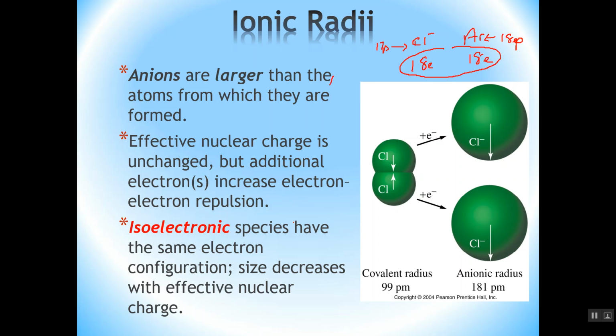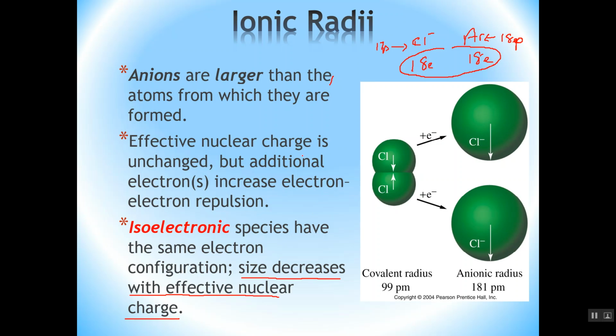That's important for answering some questions we're going to see shortly, but I just want to point out one particular trend which is indicated down here. Let me underline it because it's very important. What you'll find is that the size will decrease with effective nuclear charge. We saw that when we were looking at the variation in atomic sizes going across a period, but that is also true when you compare isoelectronic species.